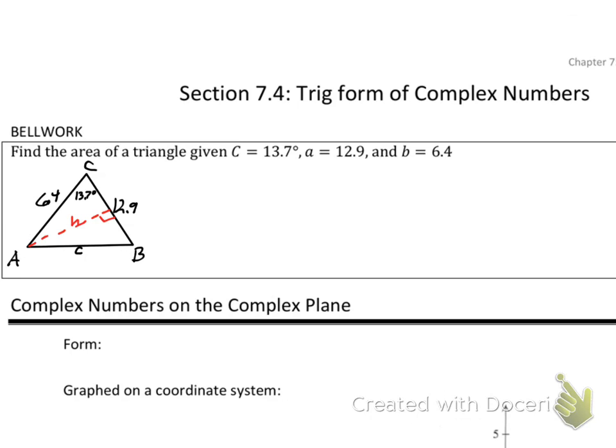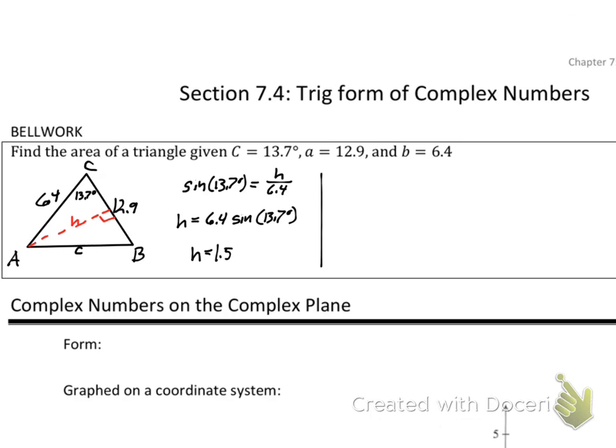To find that h, well, we're going to have to use sine. That's where the sine came from, that formula. So we're going to have to use the sine of that 13.7 degrees, and that's going to equal, sine is opposite over hypotenuse, so opposite is h. Our hypotenuse is 6.4. So our h is going to equal 6.4 times sine of 13.7 degrees, which should come up with h equals 1.5, yeah, 1.5.